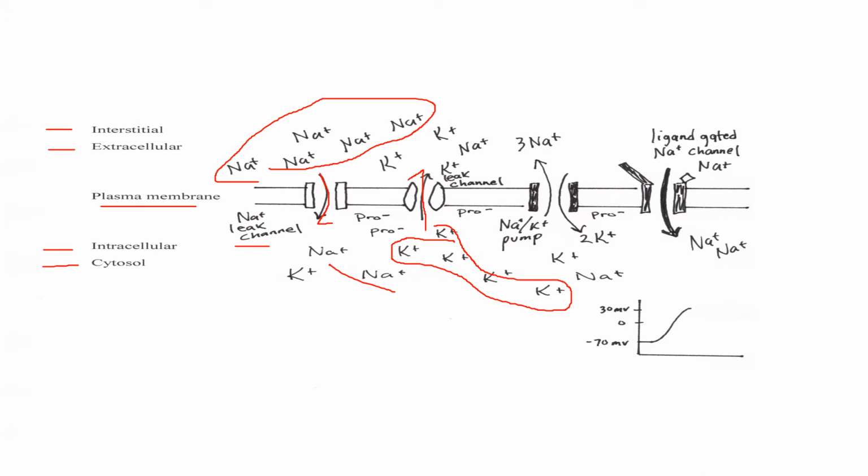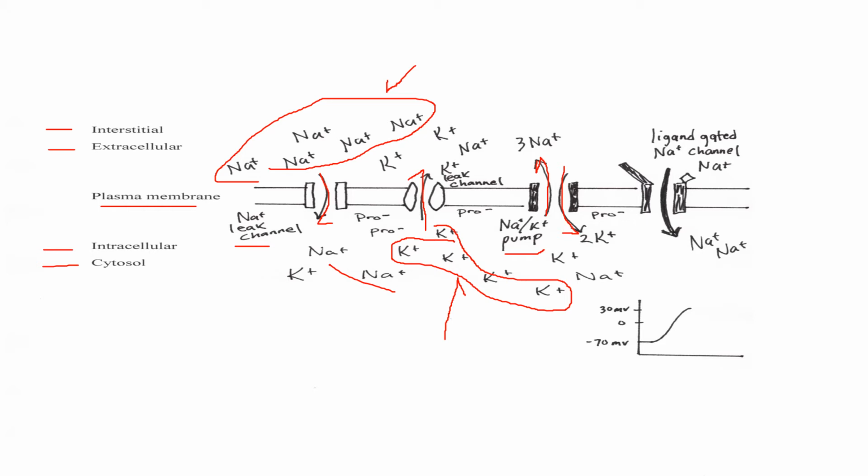Remember, leak channels are open at all times, so you continuously have sodium coming in and potassium going out. You also have a sodium-potassium pump, and that's right here. This is an ATP requiring pump, so it takes energy to operate, and what it does, it will continuously pump sodium out, 3 sodium, and potassium in, 2 potassium. So the pump is what generates these concentration gradients.